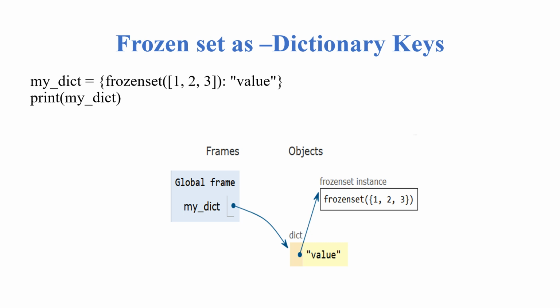Now we can see the frozen set as dictionary keys, because we know that the frozen set is immutable and we cannot change it. You can see the code here: we have created a dictionary. This is a key and this is the value, and then we print it. A dictionary is created, with the frozen set as the key and this as your value. So you can always use your frozen set as dictionary keys.